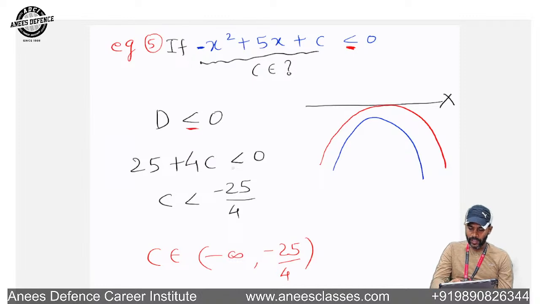So then the answer would be, we have to take minus 25 by 4 as well. So in place of an open interval, we have to put a closed interval. I hope you understood.